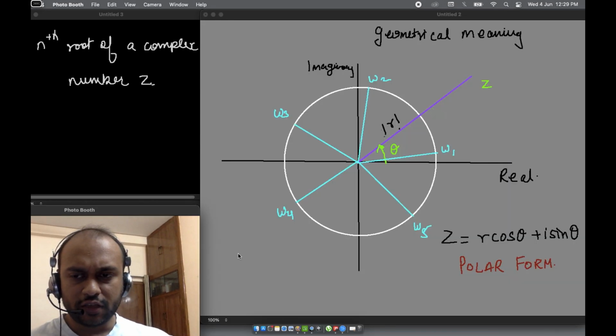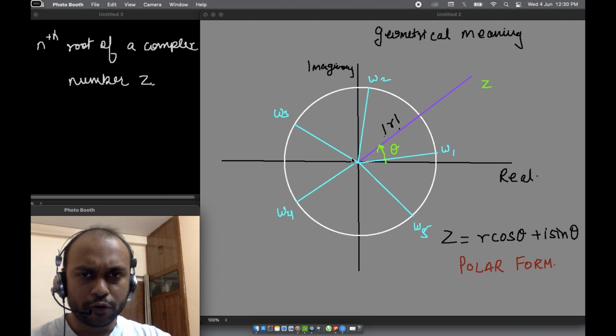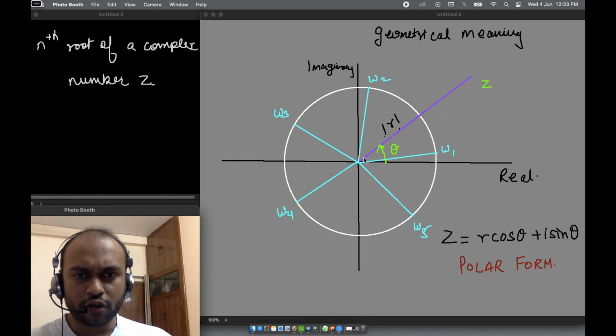Geometrically, this means there are 5 fifth roots: w1, w2, w3, w4, and w5. These fifth roots are in a circle because they all have the same magnitude, or the same modulus. You can express them as a circle, with the radius equal to the modulus of any of these complex roots.